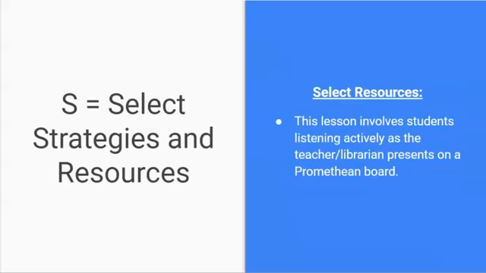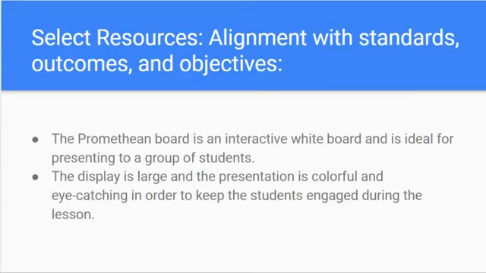Select Resources. This lesson involves students listening actively as the teacher or librarian presents on a Promethean board. Alignment with standards, outcomes, and objectives. The Promethean board is an interactive whiteboard and is ideal for presenting to a group of students. The display is large and the presentation is colorful and eye-catching in order to keep the students engaged during the lesson.